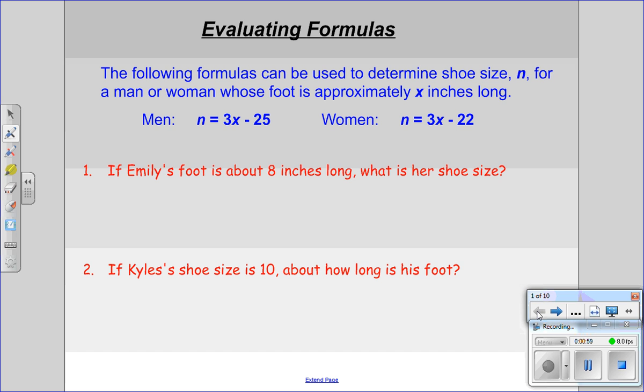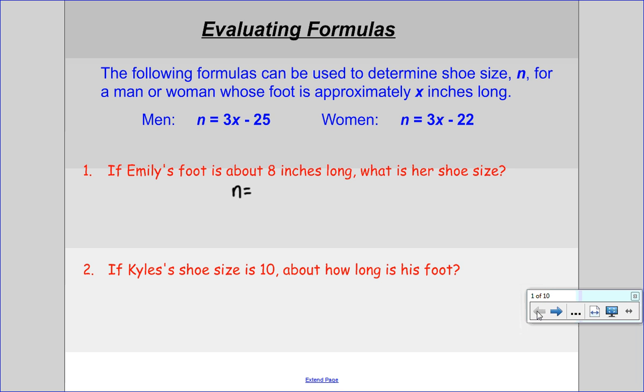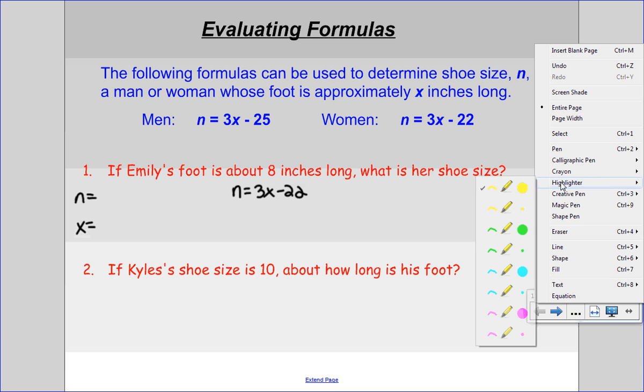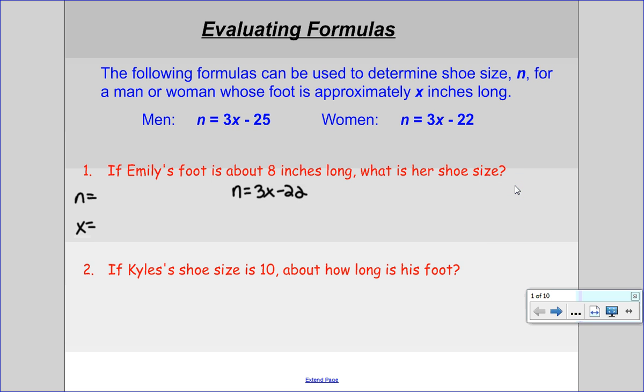First, let's define the variables and determine which formula we're using. Since we're talking about Emily, we're going to use the formula for women. N equals 3x minus 22. The variables that we need to understand and define are N and X. N, for this problem, is dealing with shoe size, and X is dealing with the length of a person's foot. So I'll write these down to define them.